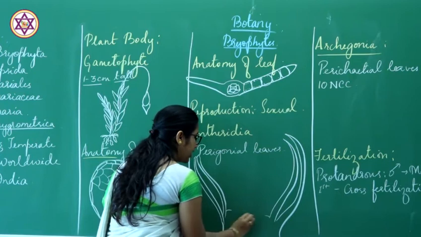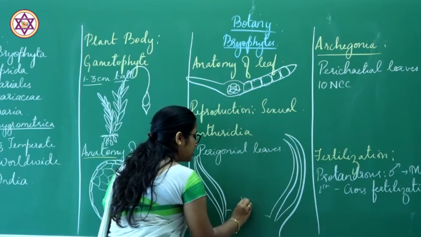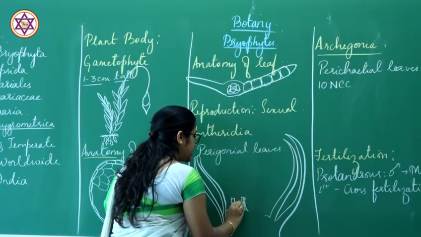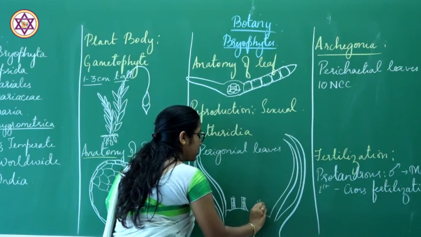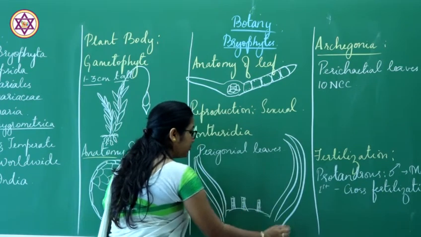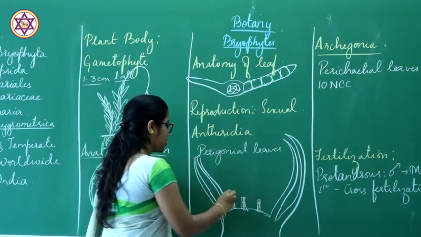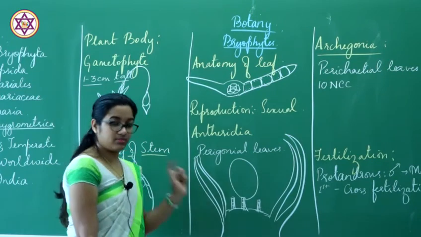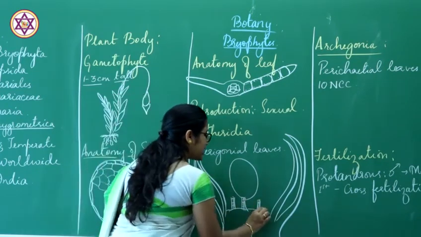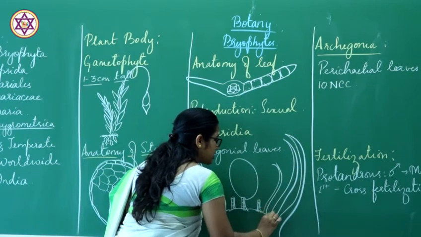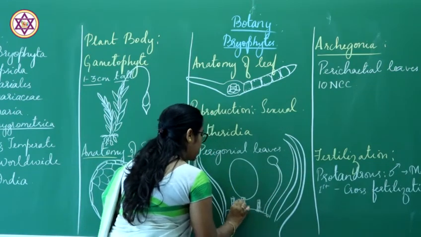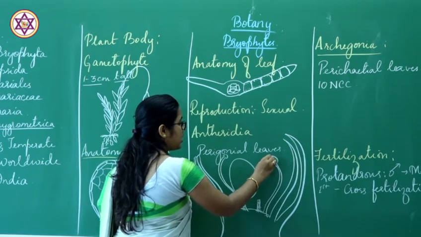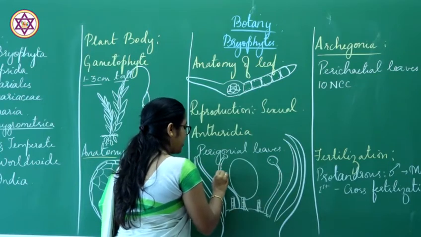And you will find the antheridia consisting of a multicellular stalk. They are also acropetal in arrangement. Okay, I'll draw one big one so that you can understand better. They are intermixed with sterile paraphyses, which are said to be protective in nature. Okay, so these are paraphyses, they are protective in nature.